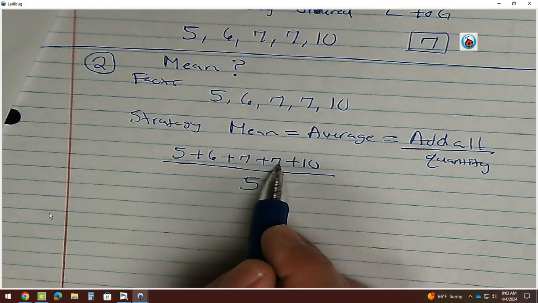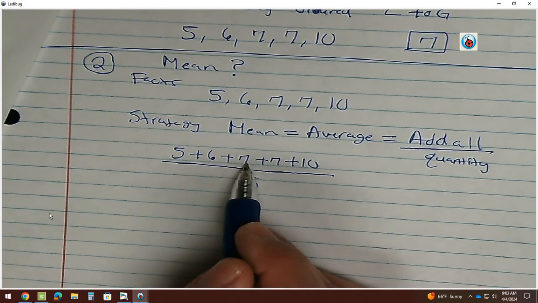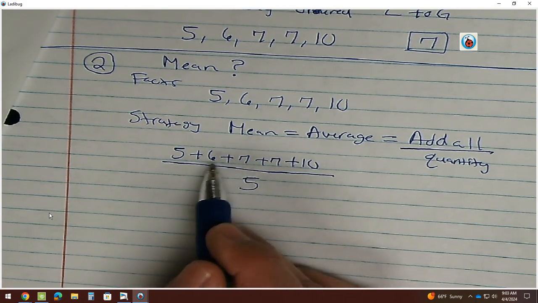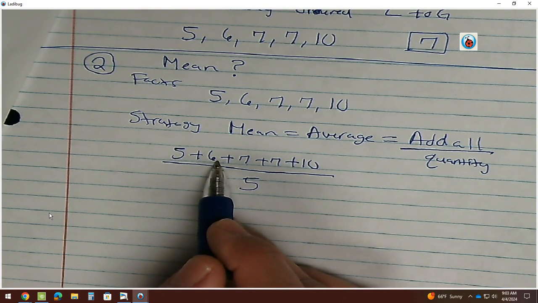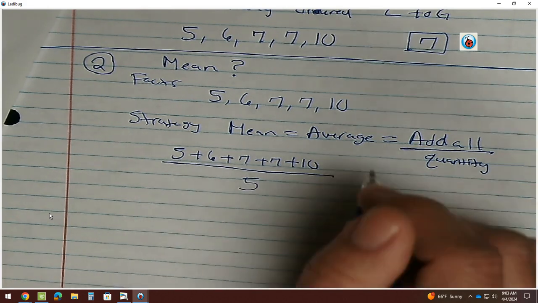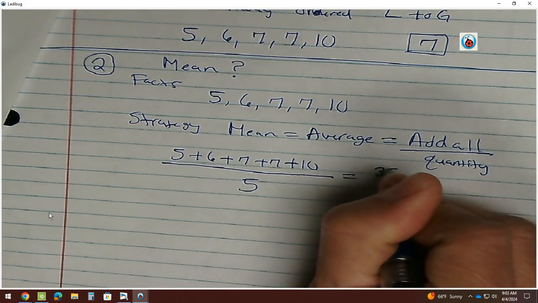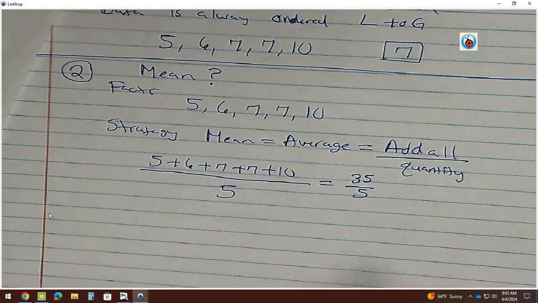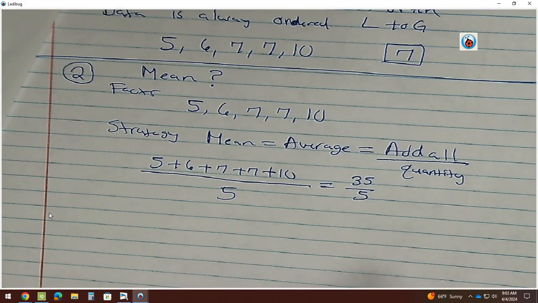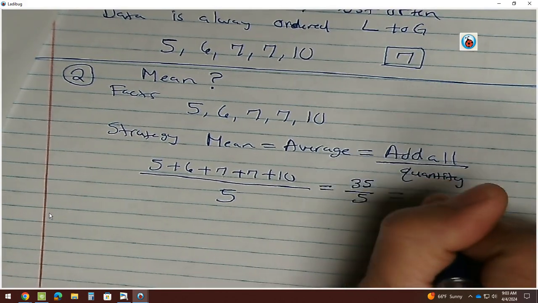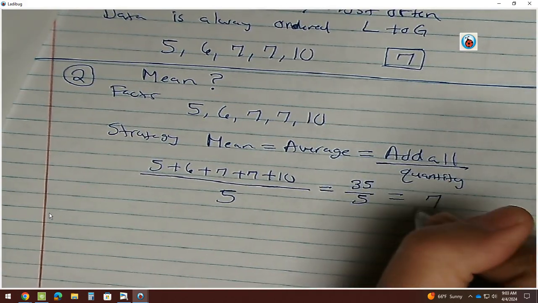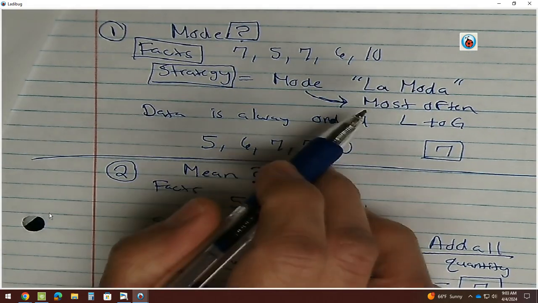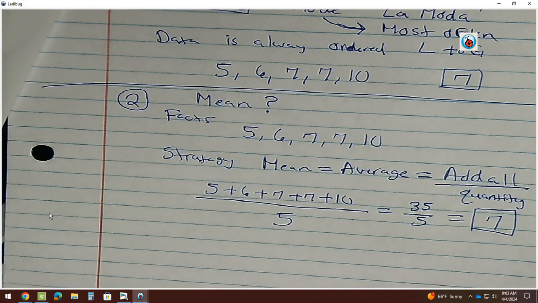10 plus 7 plus 7, 24 plus 6, 30 plus 5, 35 divided by 5. 35 divided by 5. You're going to go bottom out, or some of you already know it's going to be 7. So what's the mean? 7. So guess what? In this case, the mode was 7 and the mean was 7. That might happen. That's okay.